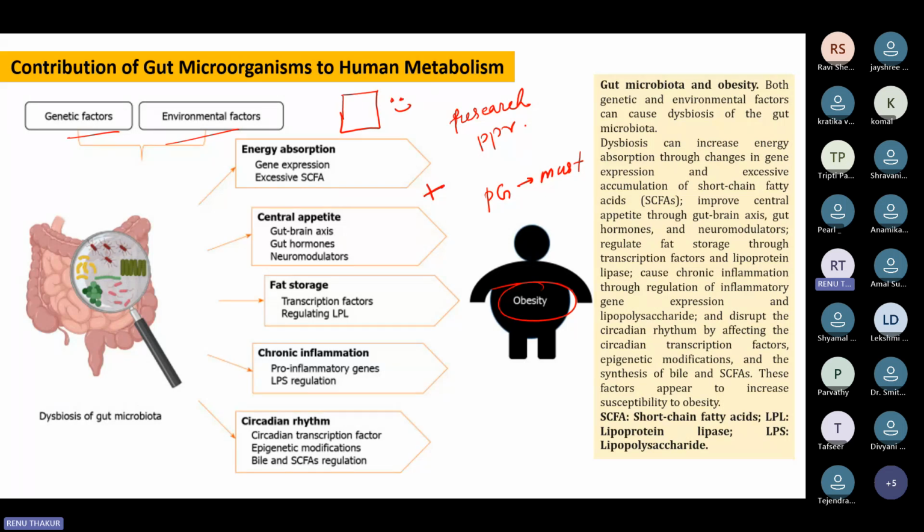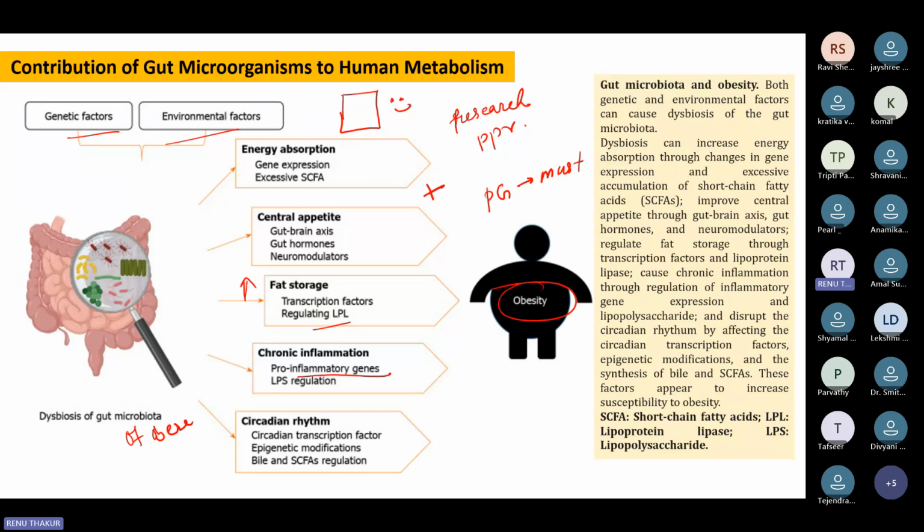And also they have so many different diagrams, like this is a beautiful diagram to explain the dysbiosis of gut microbiota of an obese individual. So see, the genetic factors, the environmental factors, the energy absorption, central appetite, fat storage, all these factors play a different role in the obese individual. Like the fat storage will be increased in this obese individual. They regulate the lipopolysaccharide layer of that obese individual, and also the inflammatory genes will be stimulated, and the circadian rhythm also will be influenced. So everything you should study from both book and paper if possible.